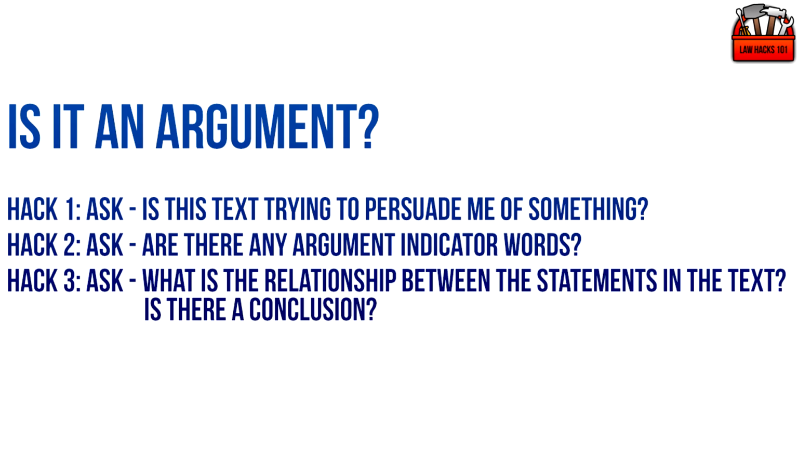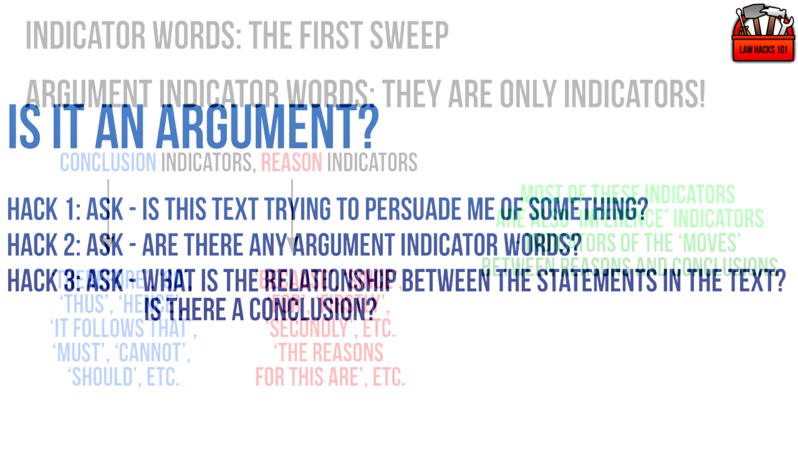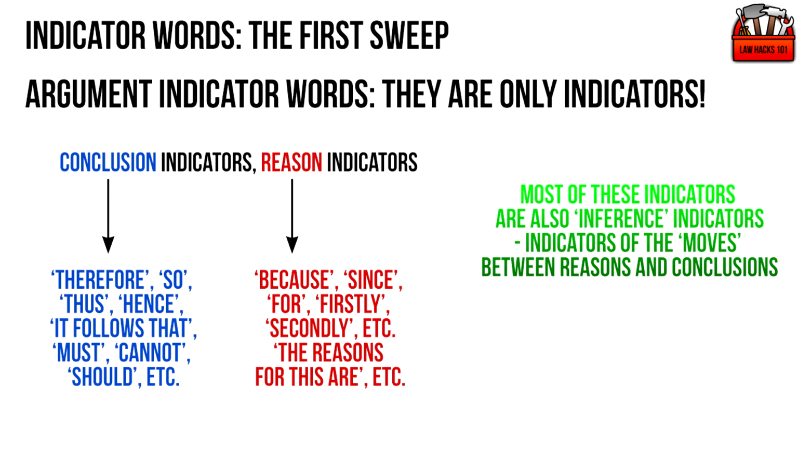Let's look more closely at indicator words. Pause here and look at this image of common indicator words. You'll quickly see why these words signal conclusions, reasons, and the moves between them, and that you're pretty familiar with them from your everyday life of reading. These are only indicators though. They give you a useful first impression, but they won't always be reliable, so we need to rely in the final analysis on hack 3.